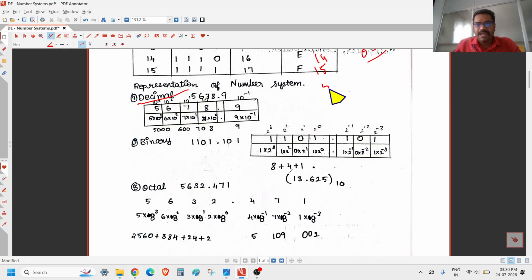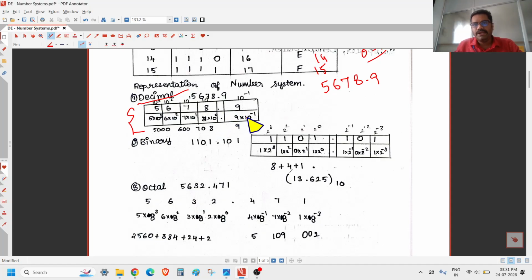Let me take a number, 5678.9. For each and every number you have to mention it with the help of the bases. Here 8 is 10 power 0, 7 is 10 power 1, 6 is 10 power 2, and 5 is 10 power 3. So we mention 5 into 10 power 3, 6 into 10 power 2, 7 into 10 power 1, and 8 into 10 power 0.